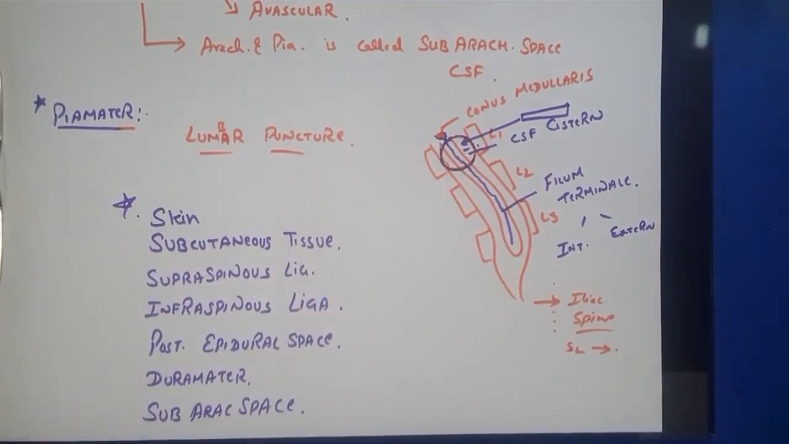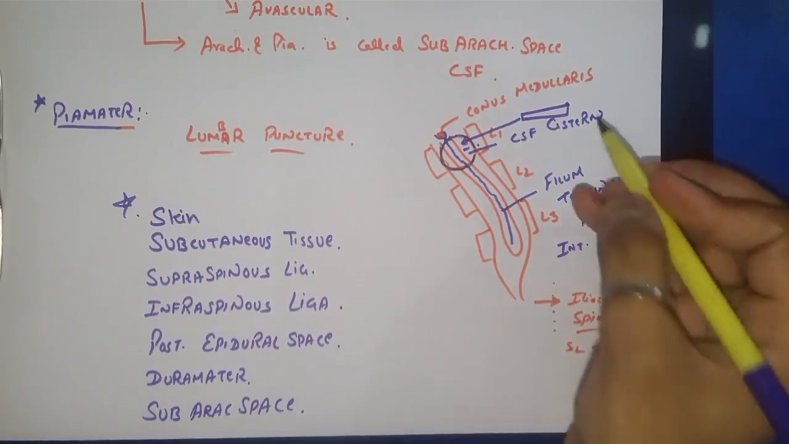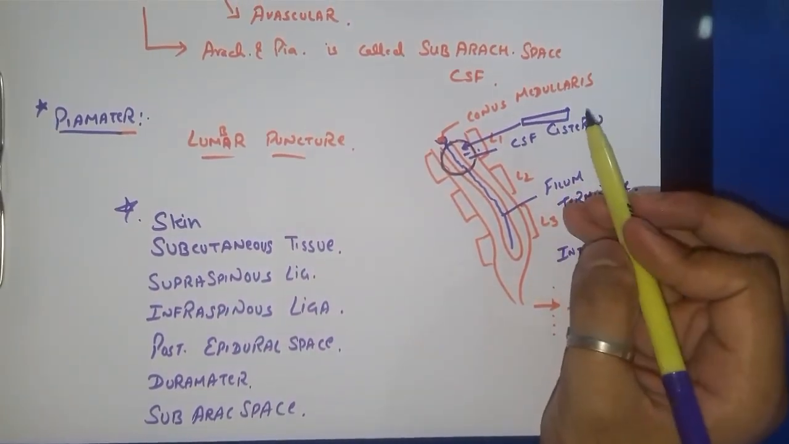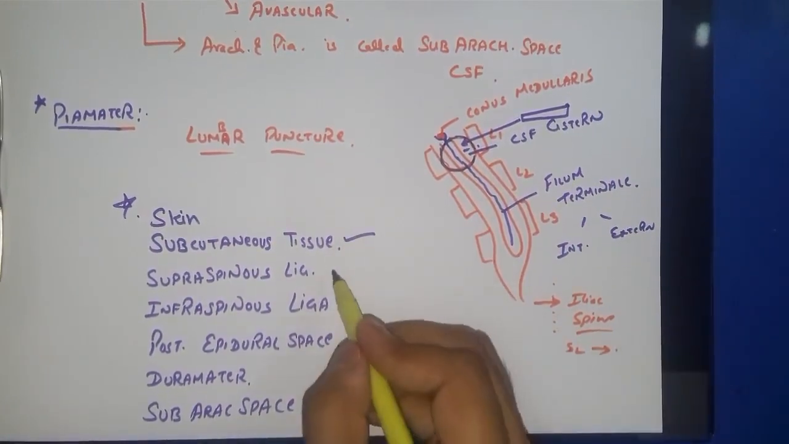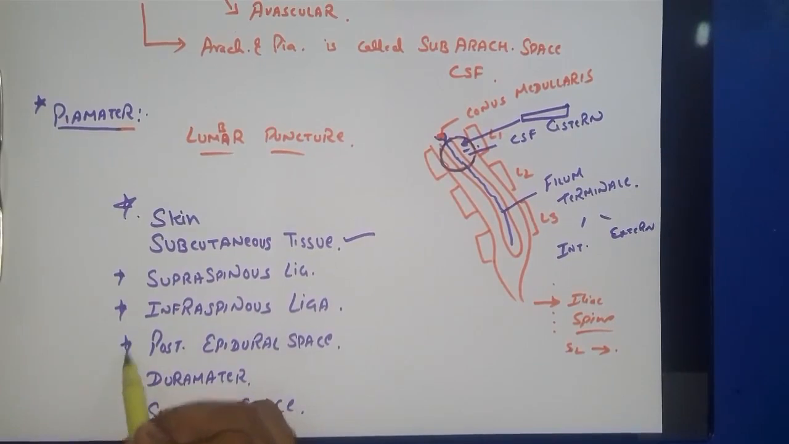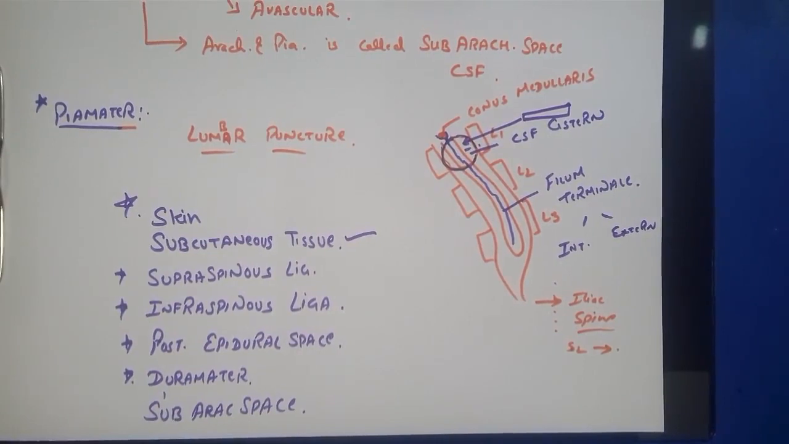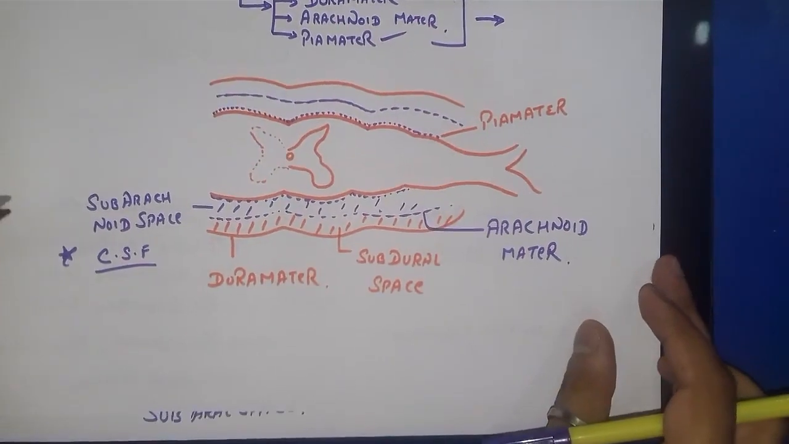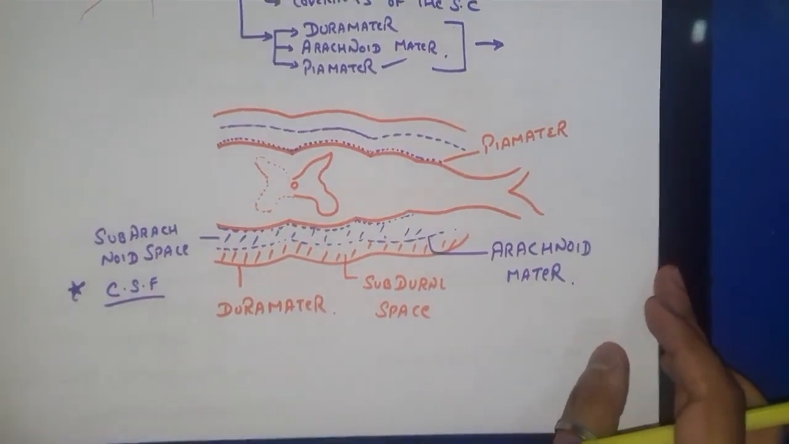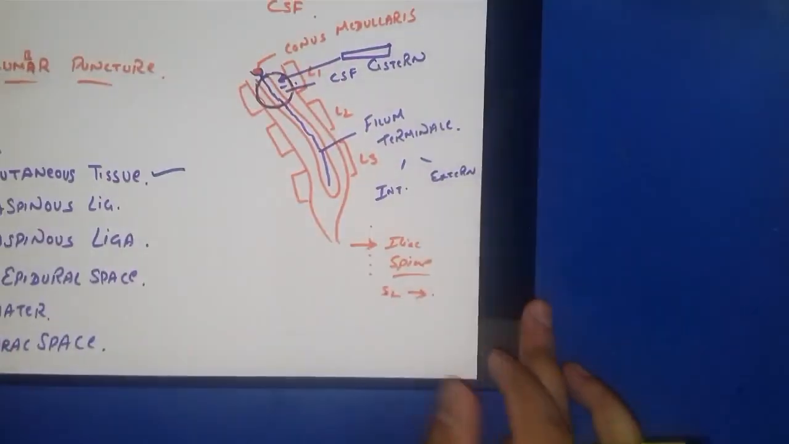So this series must be remembered in order, because in most exams or competitive exams, a question may come: a doctor is performing a CSF puncture or a lumbar puncture, and just after piercing the subcutaneous tissue, which will be the next structure the doctor will pierce? The four options will be given, and you'll get confused. So guys, this was the detailed information about the meninges of the spinal cord. Now let me show you the epidural space.